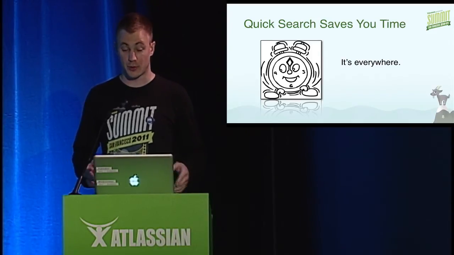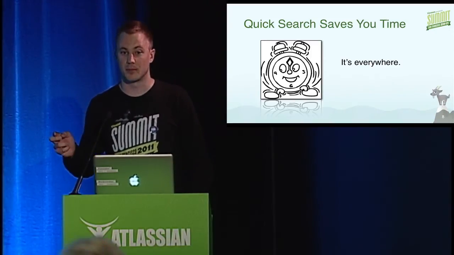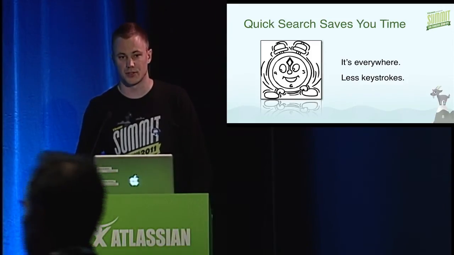It lets you whip up really complex queries quickly. We'll see some examples of that in a second. But the reason you should use it is because it's going to save you time, and it's going to do that because it's everywhere. It's on every screen in JIRA in the top right corner. So whenever the inspiration strikes to create a query, you don't have to leave the page. Just hit / to jump up to the quick search box and start typing. And it's just going to take fewer keystrokes because of the shorthand notation.